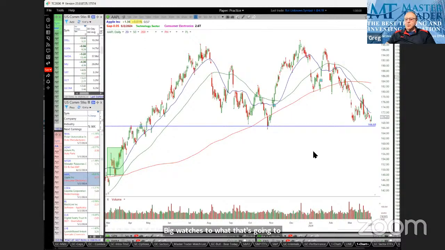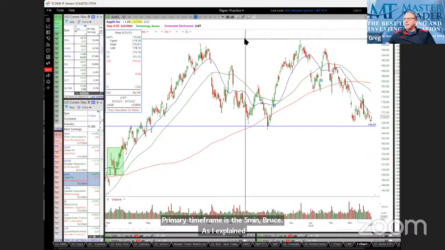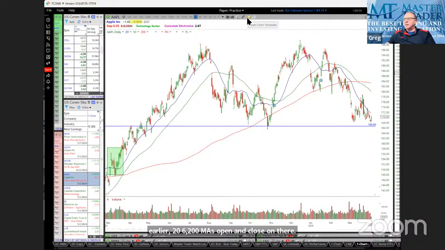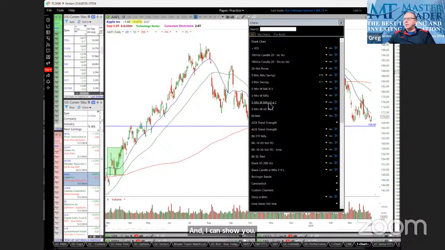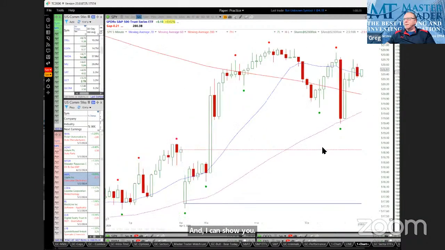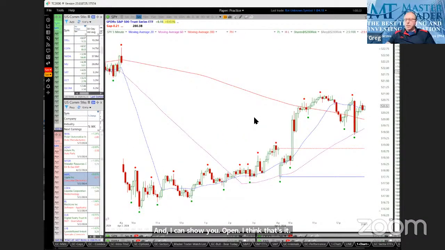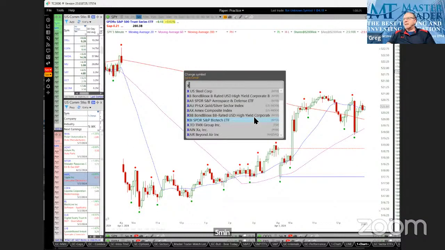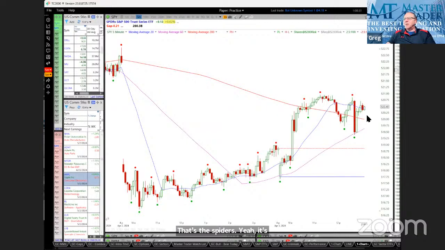And do you day trade off a 2-minute or 5-minute? Primary time frame is the 5-minute, Bruce, as I explained earlier. 20, 60, 200 MAs open and close on there. And I can show you. Open. I think that's it. 5-minute. That's not a good setup there, but whatever. I would just pass on that because that's the Spiders. Yeah, that's nothing to do there. Disgusting as far as day trades on the 5-minute.